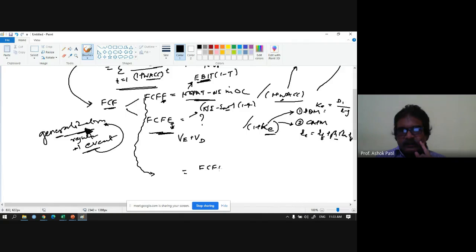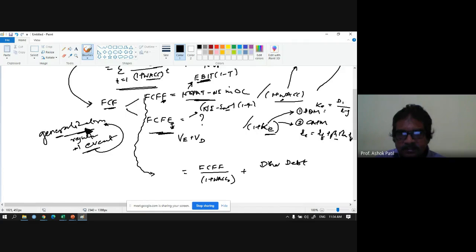If I say this FCFF, which we calculated using NOPAT minus net investment in operating capital, if I divide it not by the WACC, but by something like 1 plus WACC 0, I'll explain what that means. And then the remaining part, because of side benefits like tax benefits and other benefits because of debt, all that, right?